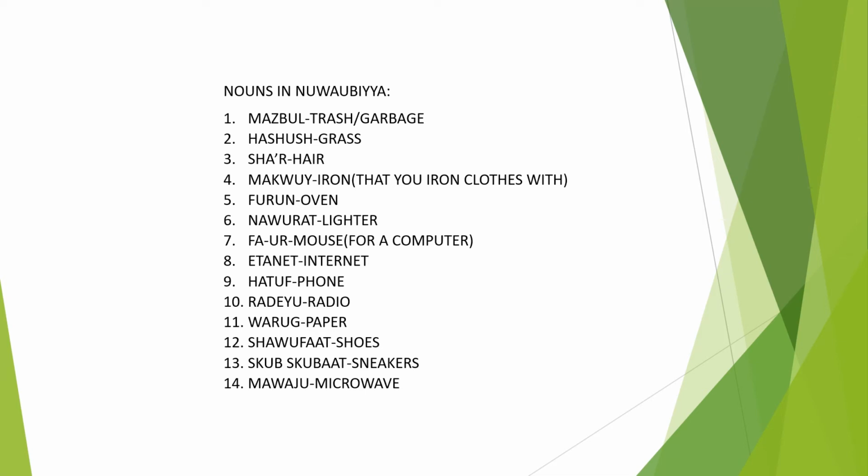Okay, number 13. We're going to go with the word for sneakers, which is scoop scoobat. Don't ask me why it's doubled. That's just the word, that's how we say it. Some dialects of Arabic say scoop scoop. But just like slippers is shep shebat to us, some dialects of Arabic say shep shep. So sneakers is scoop scoop.